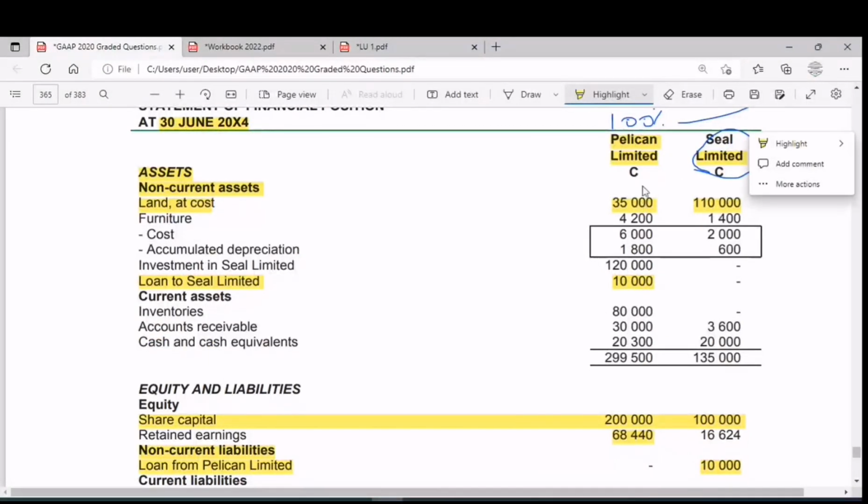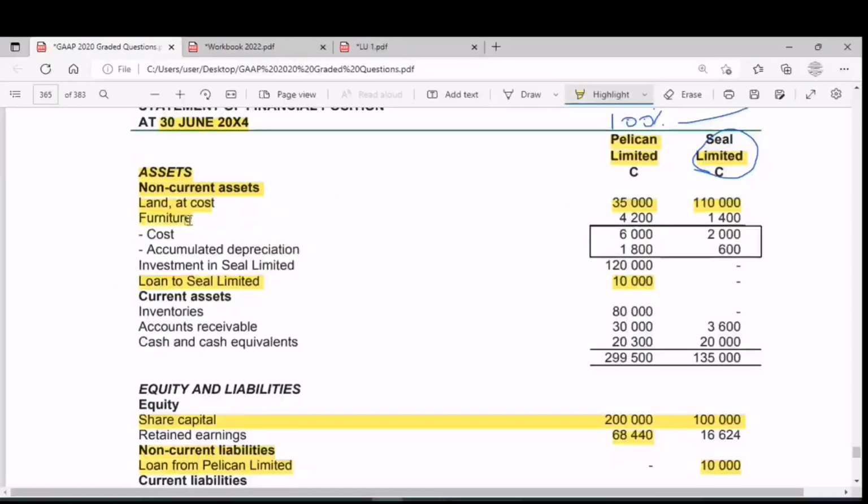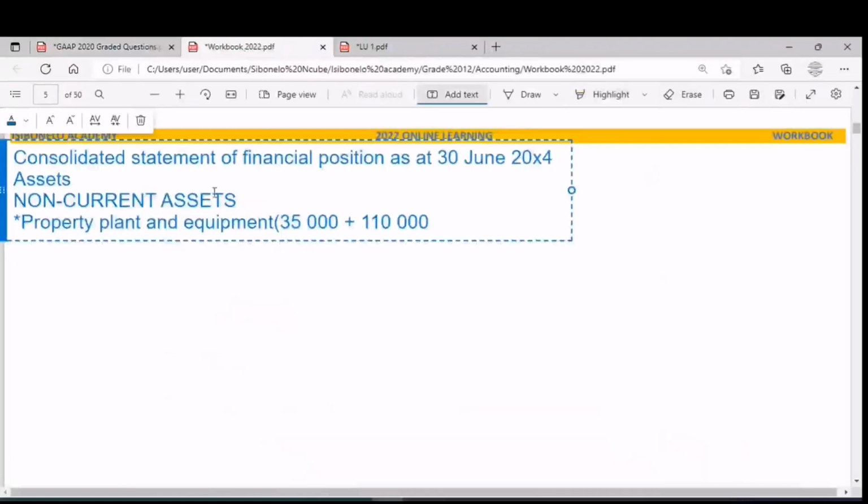So 35 plus 110, so 110,000. Then we add the furniture. The furniture is 4.2 carrying value, and the other is 1.4 carrying value, because we take the cost minus the accumulated depreciation. So 6,000 minus 1.8 gives 4.2. That is already the carrying value. And the other, 2,000 minus 600, gives 1.4. So we take the carrying values. So 4.2 plus 1.4.